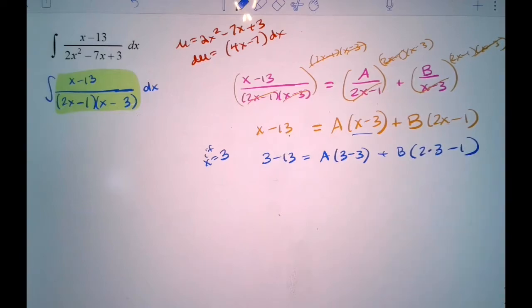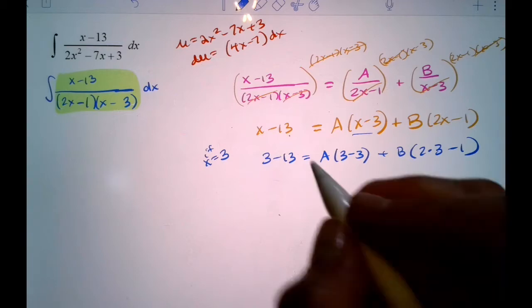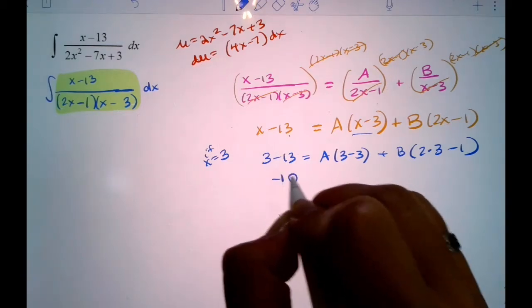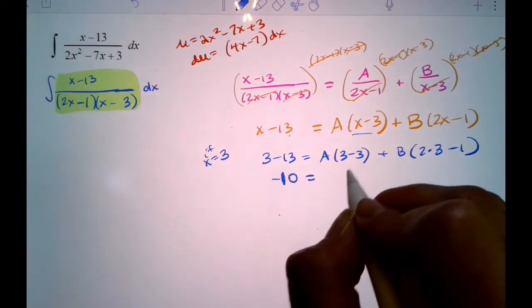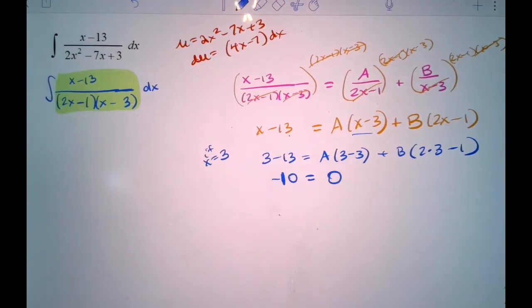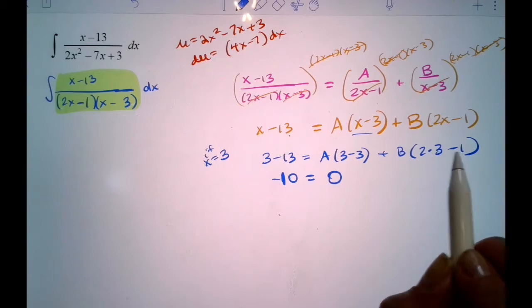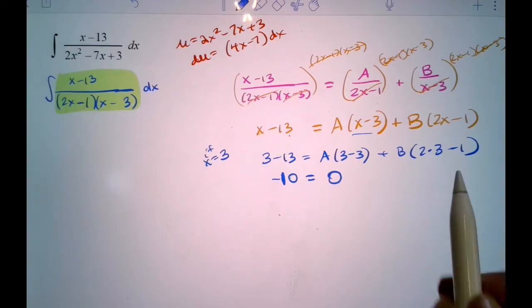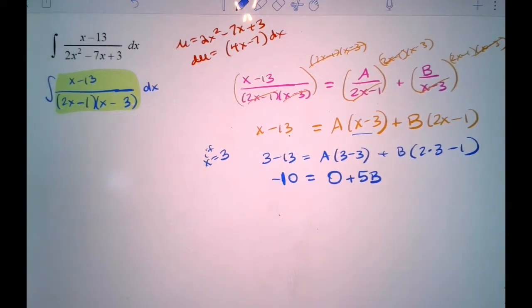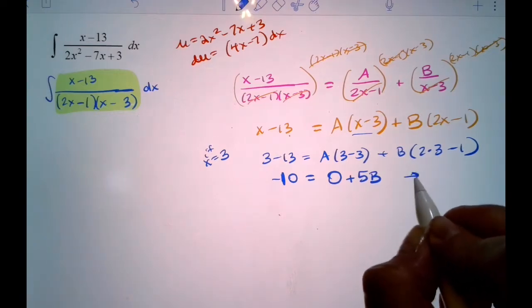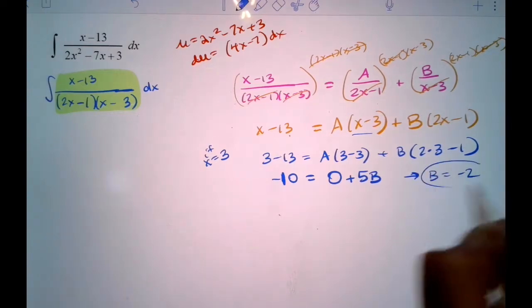3 minus 1. So the whole point of saying x is 3, I know I have a negative 10 over here on the left-hand side, but the whole point of choosing 3 is so I have A times 0, and A times 0 is 0. Now what I have here is 6 minus 1 in the parentheses, that's 5, so I have 5B. And I think you can just eyeball that, divide by 5, you have successfully figured out that B is negative 2.